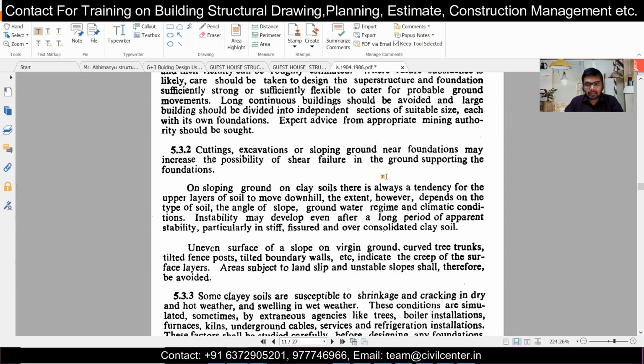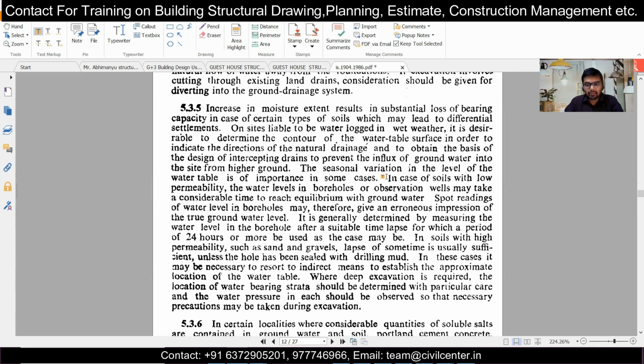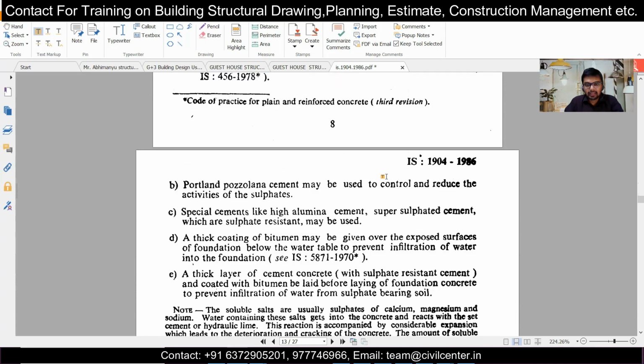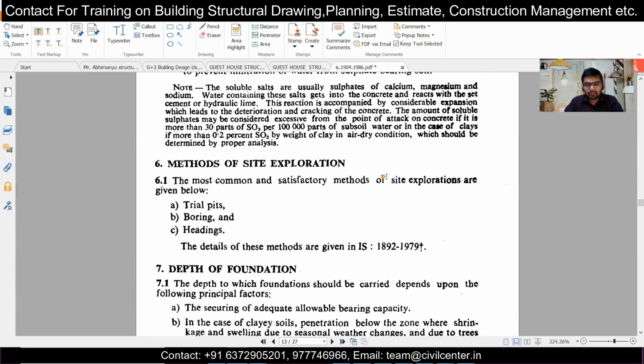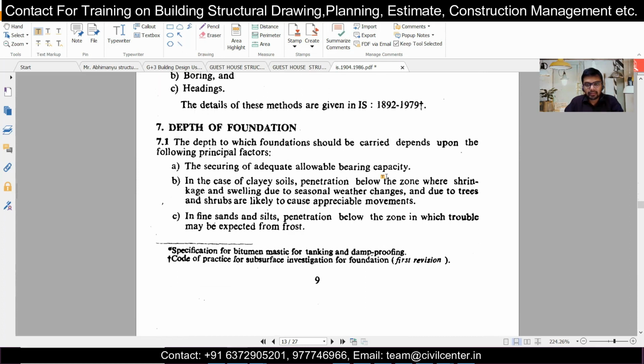There are other things also. There are a lot of considerations which you can study in detail, but I'll just give you a little bit of insight into them, as you can see here. Here it is written that the depth of the foundation depends on principal factors. That is what I am talking about.